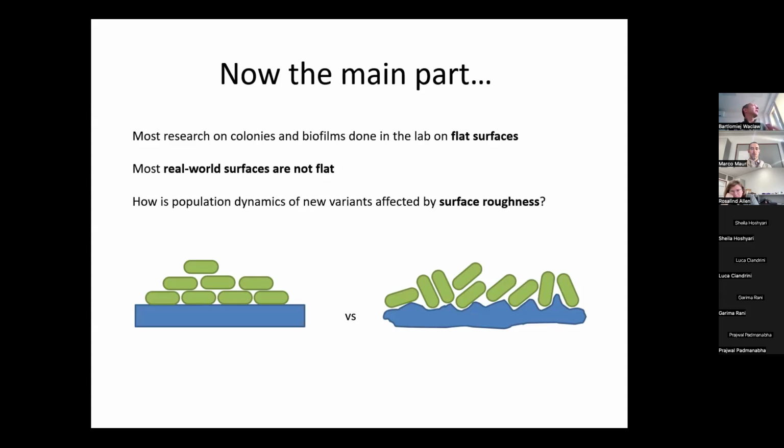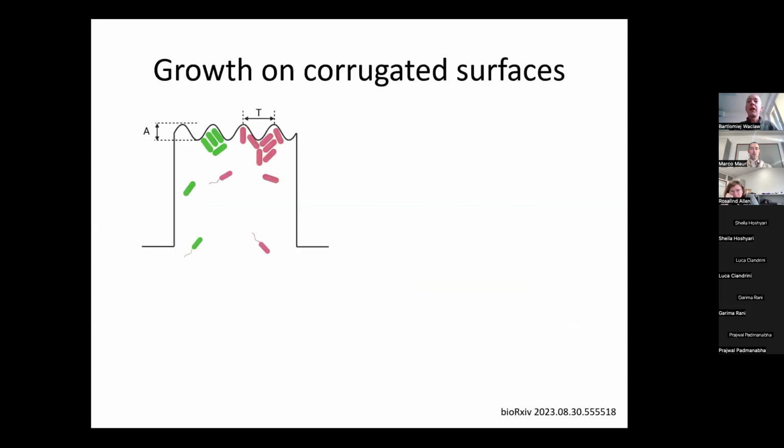So this is what we wanted to investigate, but of course we do basic research. We don't go and look for biofilms in nature. So we've designed an experiment that can be carried out in the lab in a microfluidic chip that explores the possibility of having a corrugated surface on which the biofilm grows. And so the idea is to create a small compartment with a corrugated surface with varying amplitude and period of corrugation, inoculated with bacteria, let's say only two types of bacteria, red and green, which differ only in the color, and see what happens.